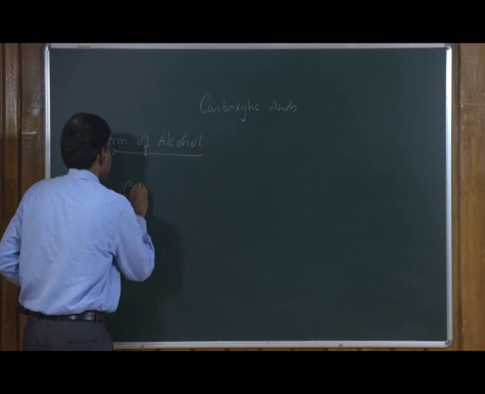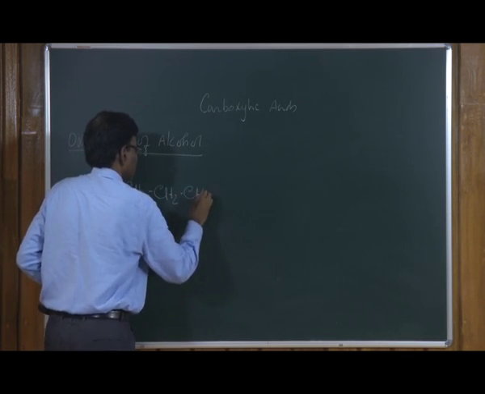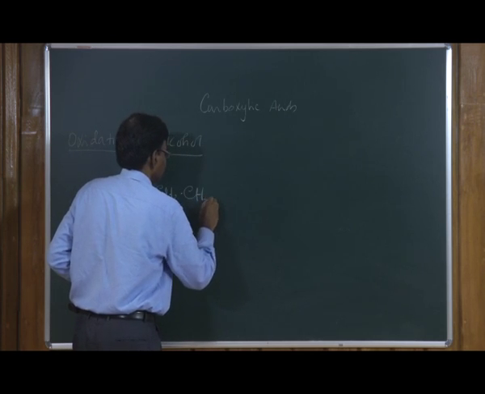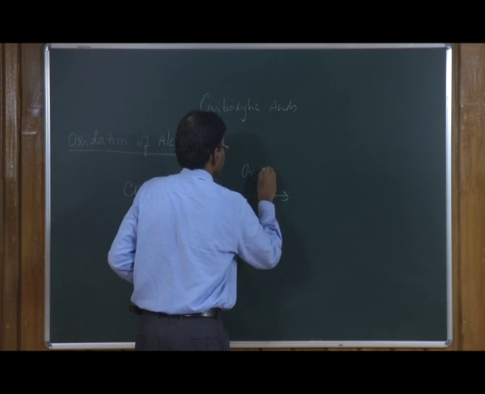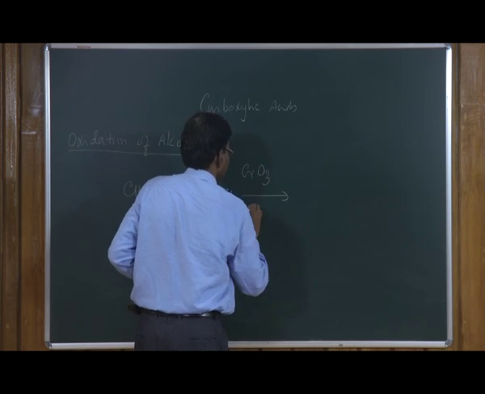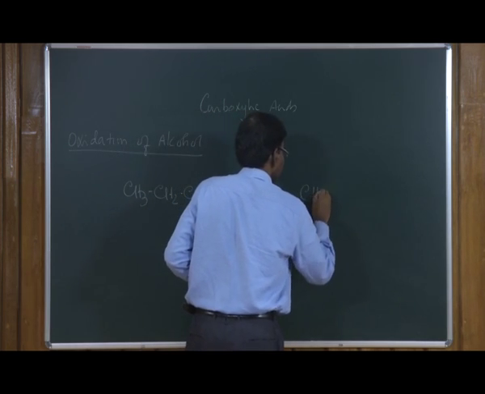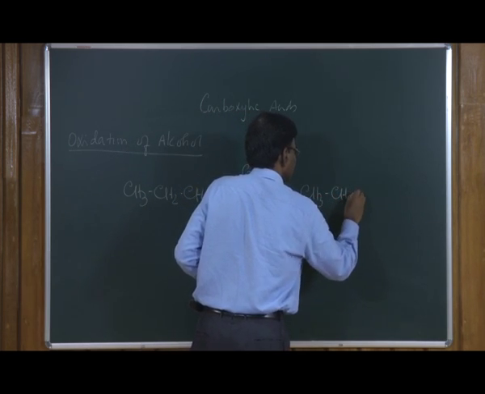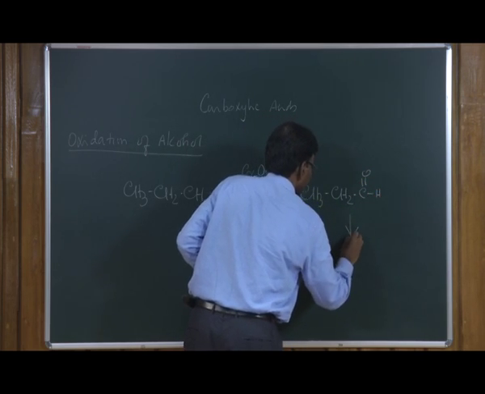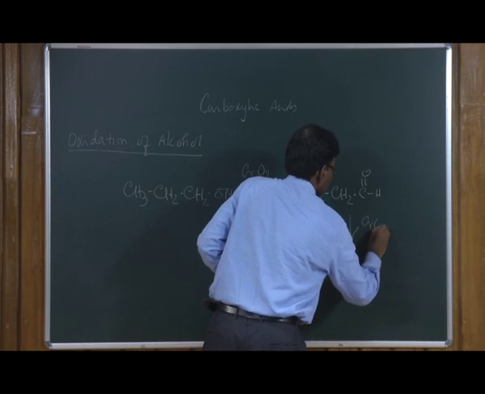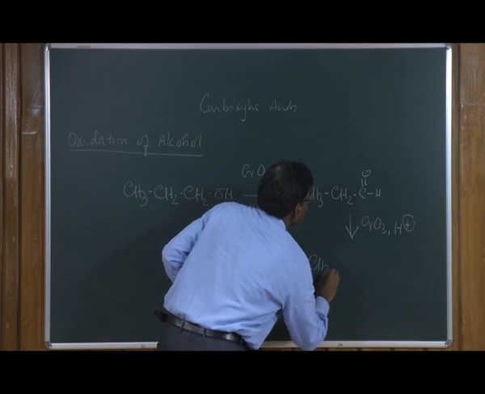For example, if you take propanol and treat it with chromium trioxide, CrO3, in acidic medium, it can oxidize to aldehyde. So, this can be further oxidized to carboxylic acid.